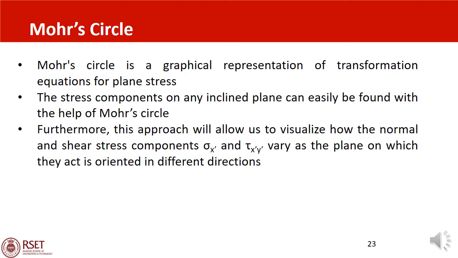Next we will study the Mohr circle. Mohr circle is a graphical representation of transformation equations for plane stress condition. Using the Mohr circle, we can find out the stress components acting on any arbitrary plane, as well as you can easily find out the principal stresses and the maximum shear stress acting on a plane. Furthermore, this approach of Mohr circle will also allow us to visualize how the normal and shear stress components, namely sigma x dash and tau x dash y dash, vary as the plane on which they act is oriented at different angles.